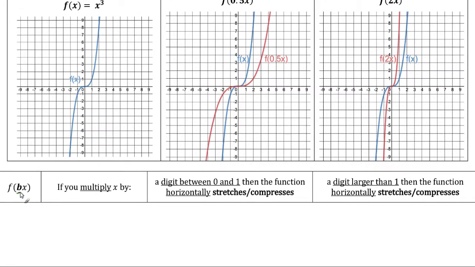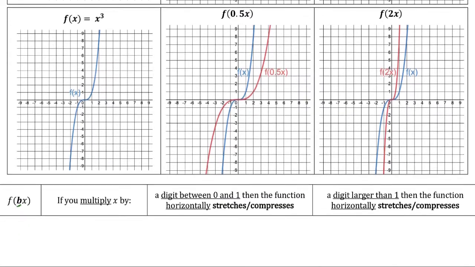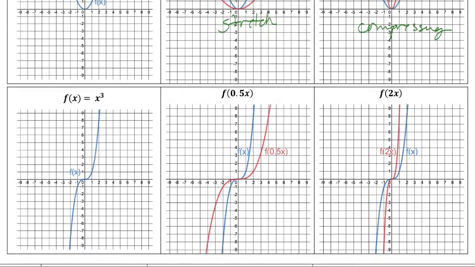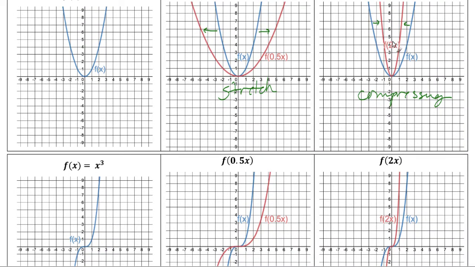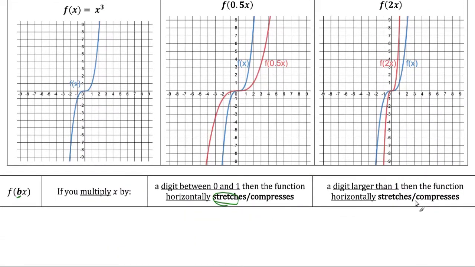So when we multiply by a digit between 0 and 1, like here, we got wider by horizontally stretching. When the digit, regardless of the sign, is greater than 1, let's check it again. We pushed it together horizontally. So this is the opposite of vertical. So this is going to be a compress, right?